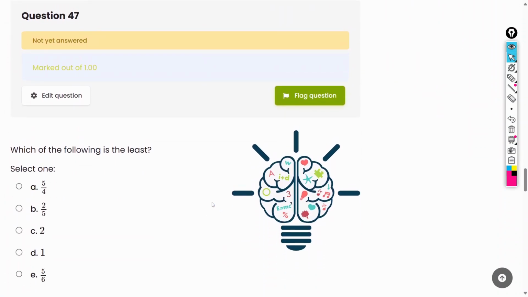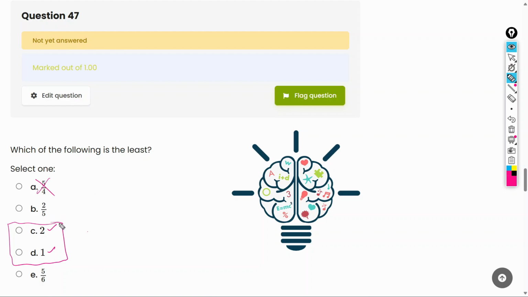Which of the following is the least? We know that this is 2 wholes, this is 1 whole. So these 2 are definitely out of the list. So we are comparing between 5 out of 4, 2 out of 5, and 5 out of 6. 5 out of 4 is greater than 1, because that's 1 whole and 1 out of 4. So this is also off the list. So it is either 2 out of 5 or 5 out of 6.